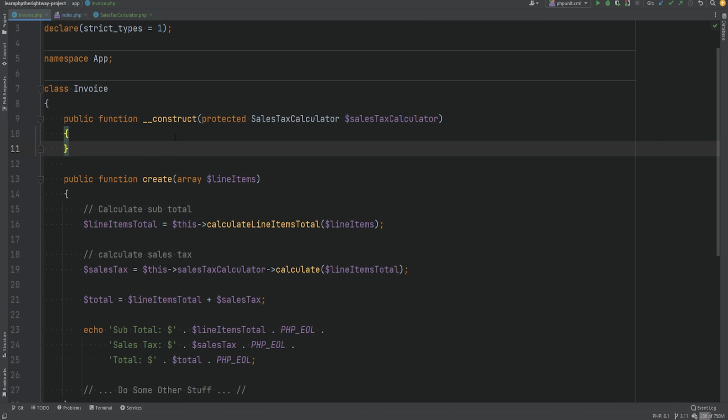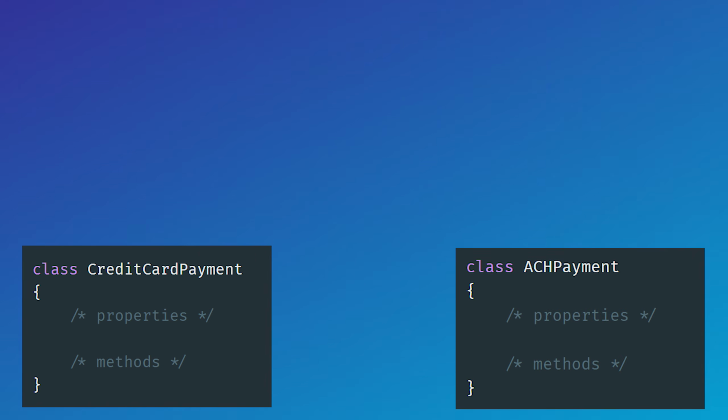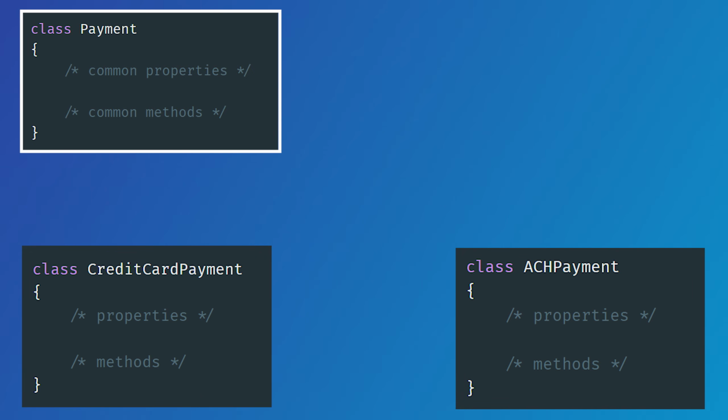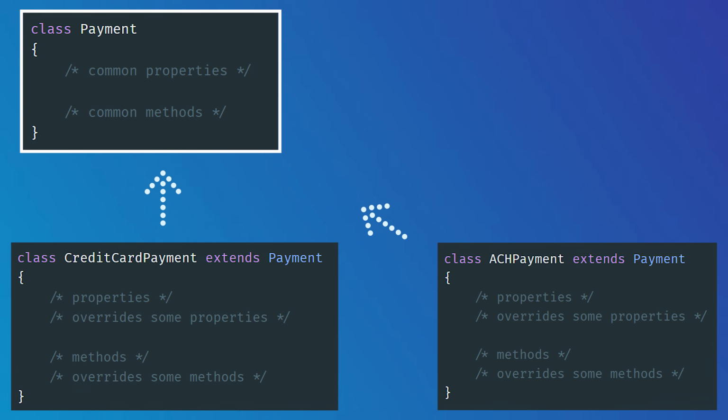But what if we're working on classes where is-a relationship makes sense? What if we have two payment classes, credit card payment and bank or ACH payment? They do share some common functionality, so we might decide to create a base payment class and then extend it in credit card and ACH payment classes. Because is-a relationship makes sense and inheritance seems like a good solution. Both credit card and ACH payment classes are essentially payments.